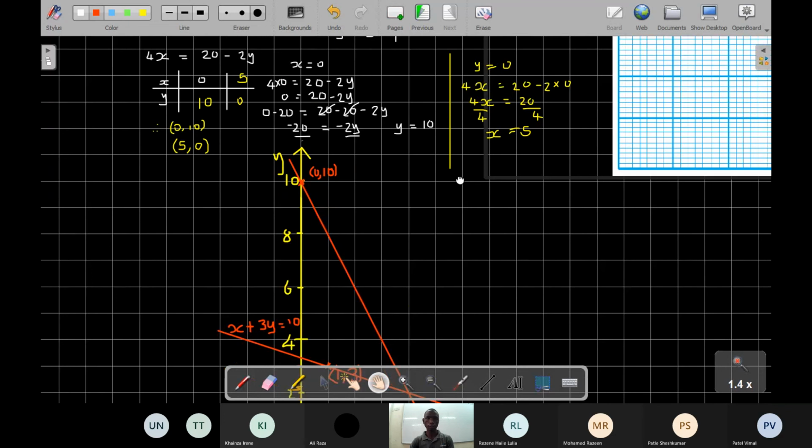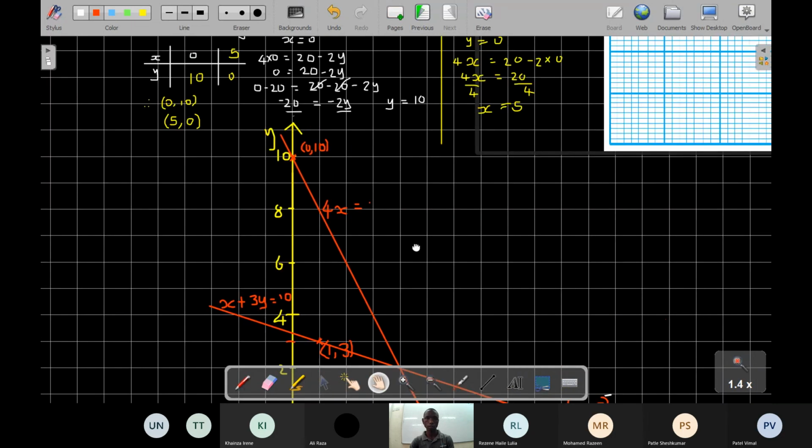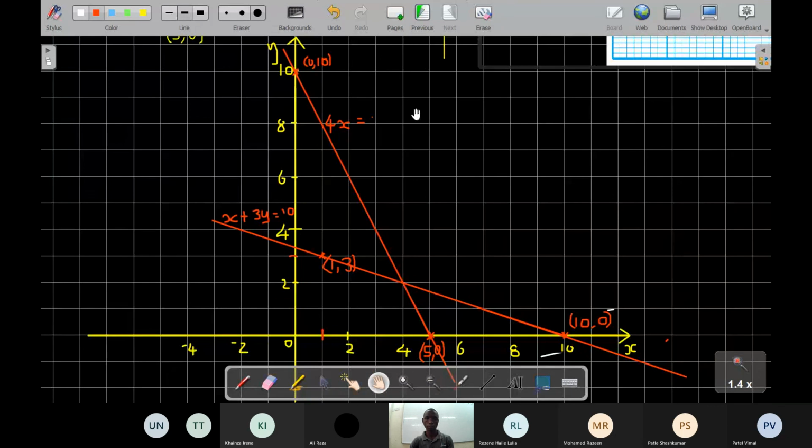Then I can label it. This line is for 4x, which is equal to, I think it was equal to what? Let me see. 20 minus 2y.